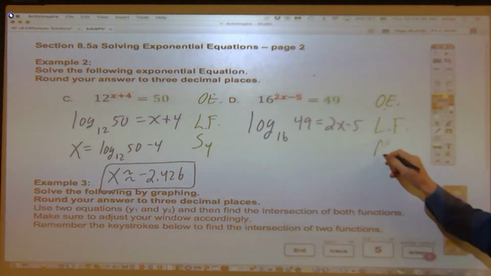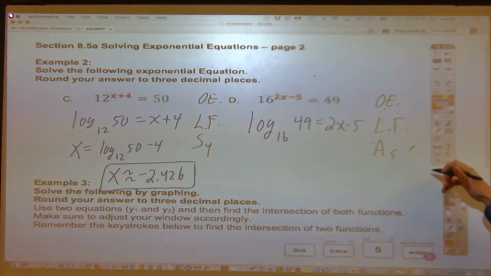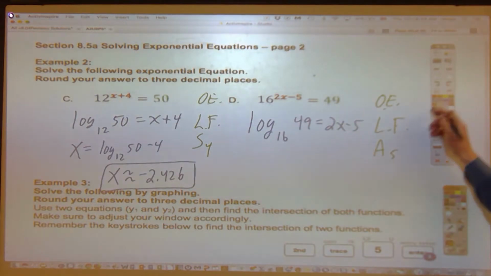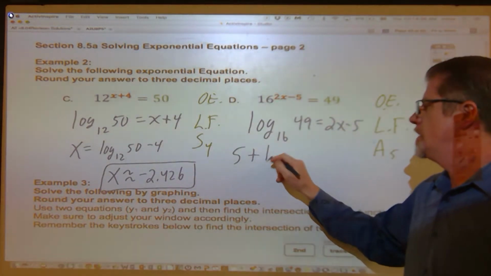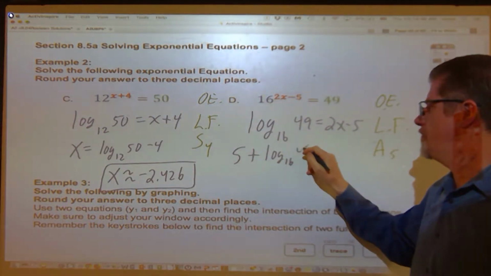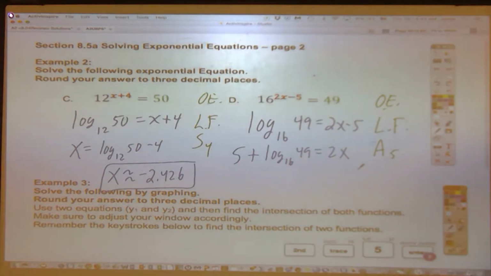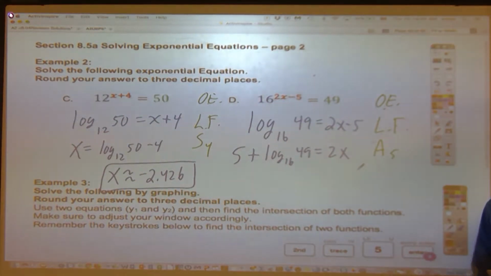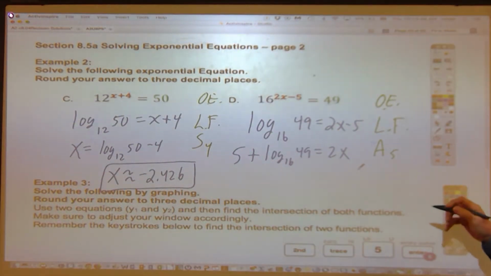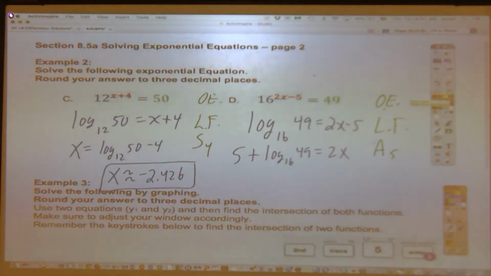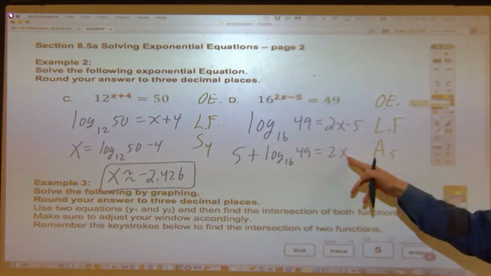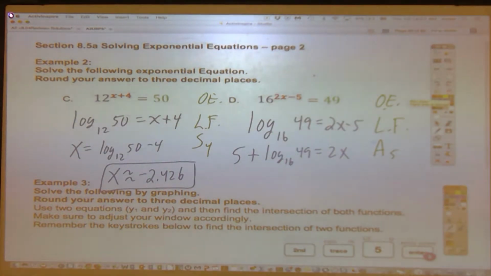I hope you're using the A5 code to get 5 plus log base 16 of 49 equals 2x. What code do you recommend we go with next? Jonathan. No, we're solving for x. D2. D2 is good, that'll work.